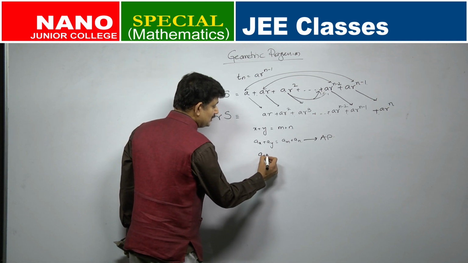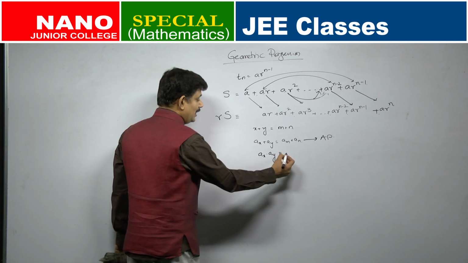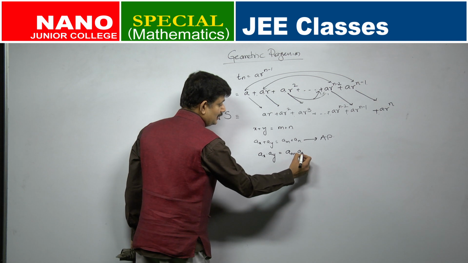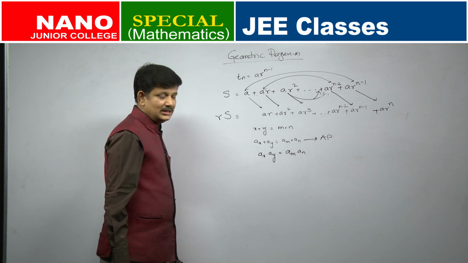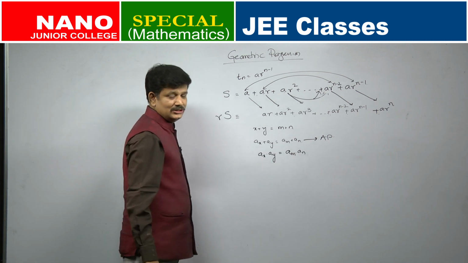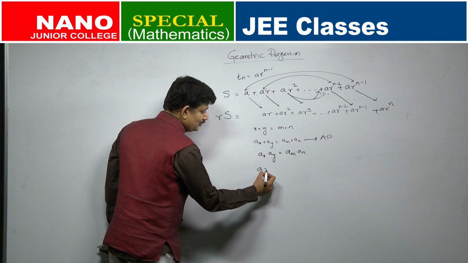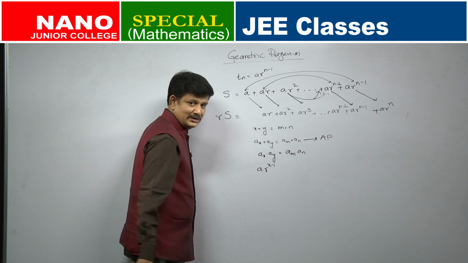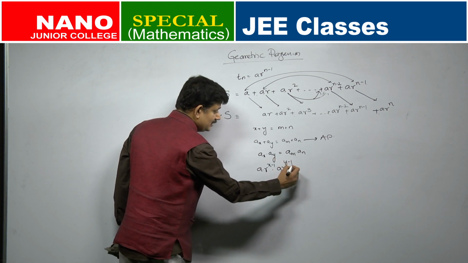If A1, A2, A3 are terms in a GP, Ax into Ay will be the same as Am into An. You can as well prove it. If these terms A1, A2, A3 and so on are in GP, then what will be Ax? It will be A into r power x minus 1, right? What will be Ay? A into r power y minus 1.